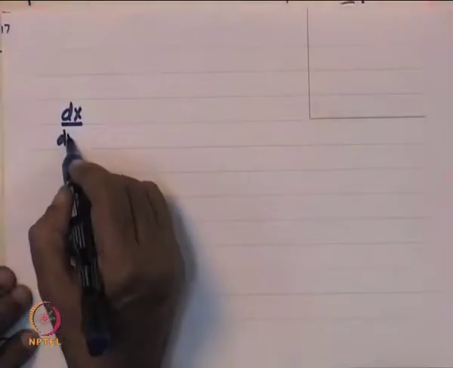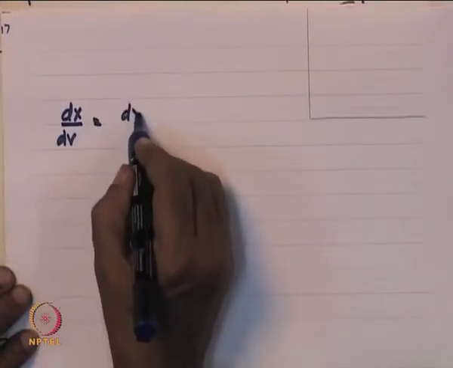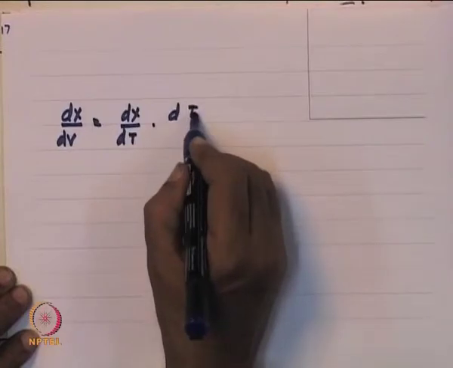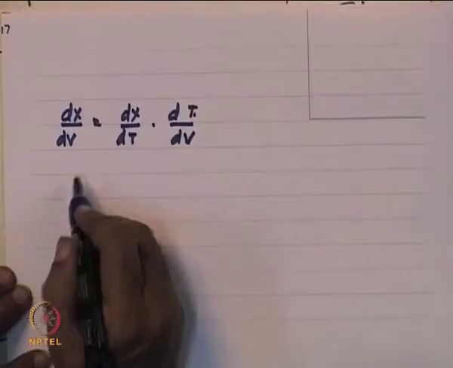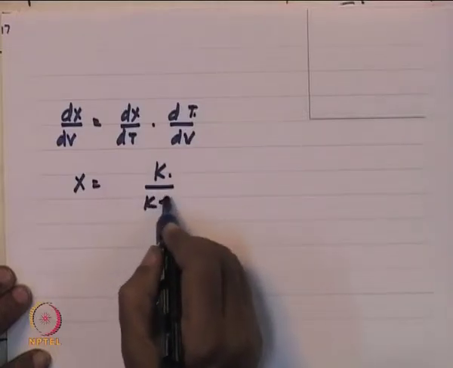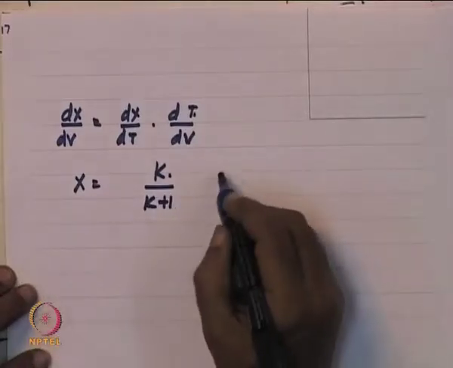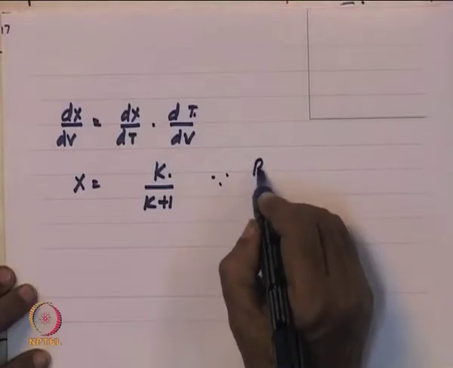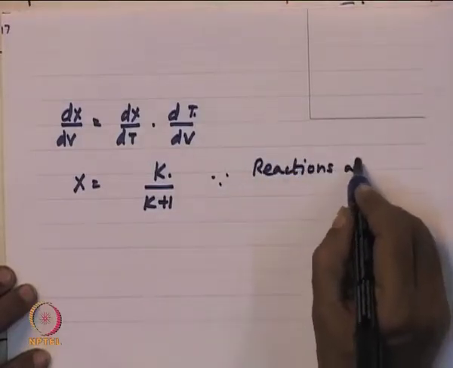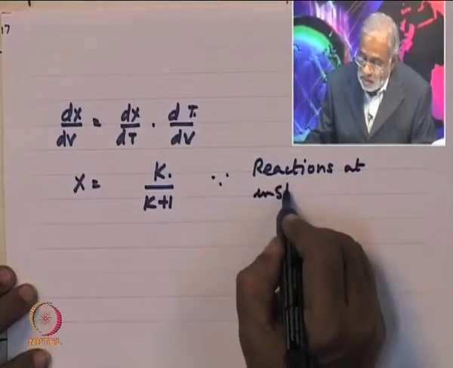To do this, we recognize the following. We know that dx by dV equals dx by dT multiplied by dT by dV. Now, we know that x equals K by K plus 1, since the reactions are instantaneous.